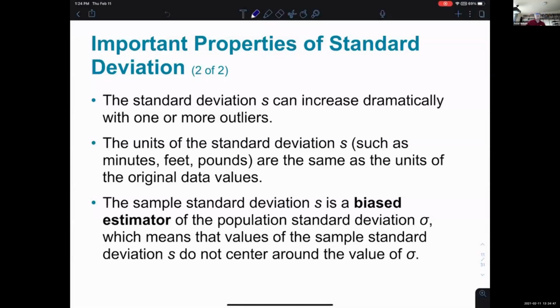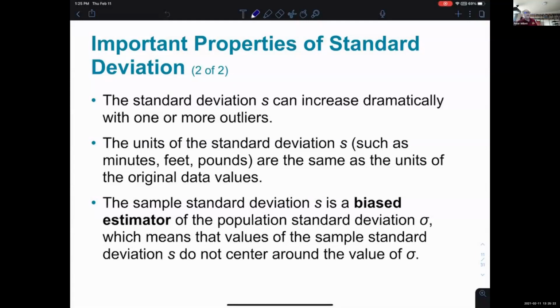Now they're talking about the units. The units of the standard deviation S, such as minutes, feet, and pounds, are the same as the units of the original data values. So in that way, it's kind of like range. With range, we just took the difference between 2 data values. So if I have feet minus feet, I get some difference in feet. The same is true for the standard deviation. It's not as simple as a difference. The formula is much more complicated than that. But in the end, you end up with the same units as the data itself.